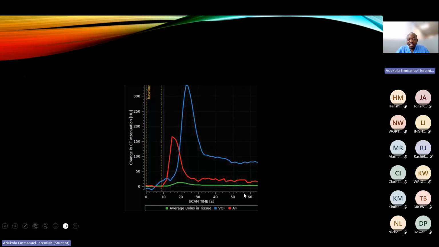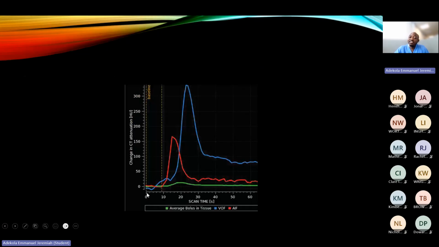we've got the scan time. It is meant to be done within 60 seconds. The whole of the contrast injection and the washout through the vein is meant to be done within 60 seconds. And then on this side, we've got the change in the attenuation as the dye goes through the different parts of the brain. The green portion here is the average of the bolus of the contrast flowing steadily, while the AIF is the arterial input flow, and this is the venous part.